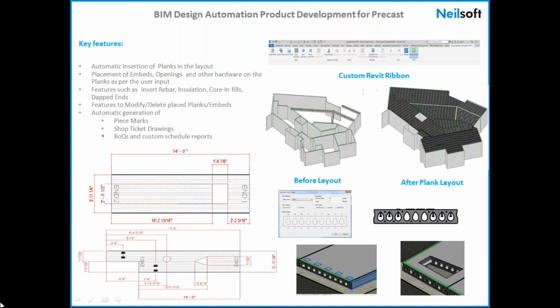And the major hurdle that they were facing was they would get all the architectural models in Revit, and they were required to do it in AutoCAD first, perform the layout, and then again recreate it back in Revit, because there is no such tool available in the market. And that's where we developed a product for them to do the automatic layouting of these hollow core planks. So that is where all the cutting of the planks, creating openings within the planks, or placing of these hardware items like your embeds, rebars, dapped ends, and everything happens. And then automatic generation of your piece ticket drawings, piece marks, bill of quantities, and custom schedules and reports.